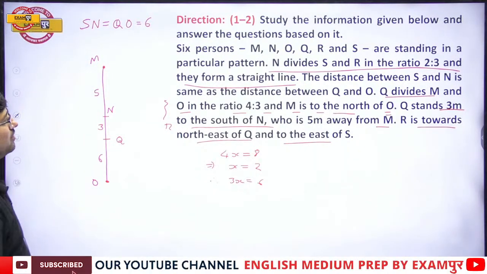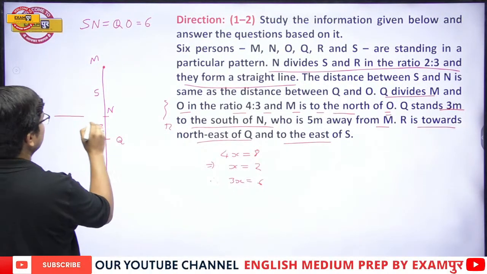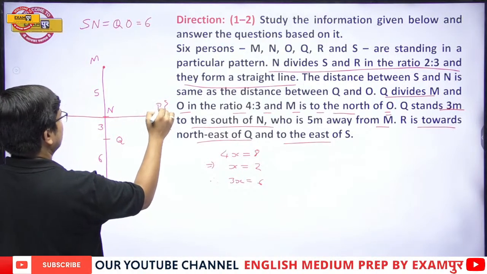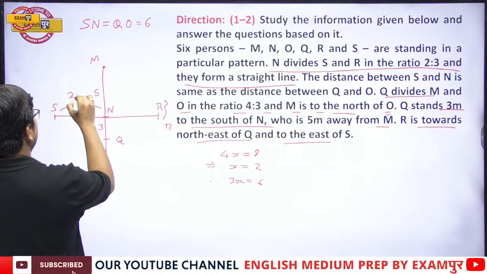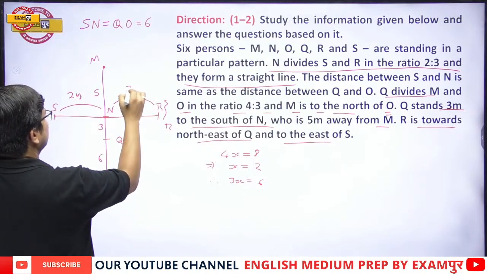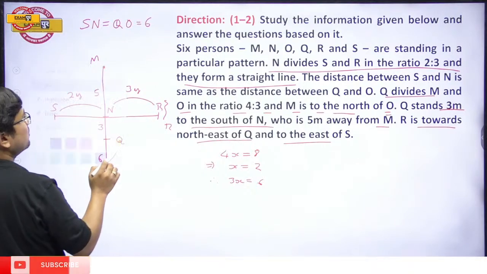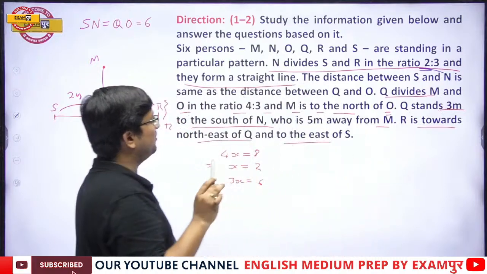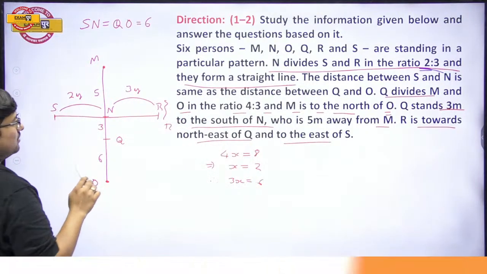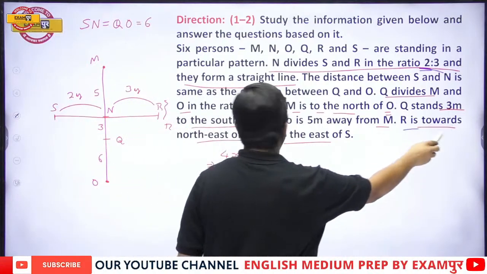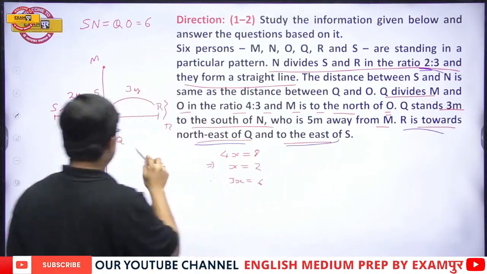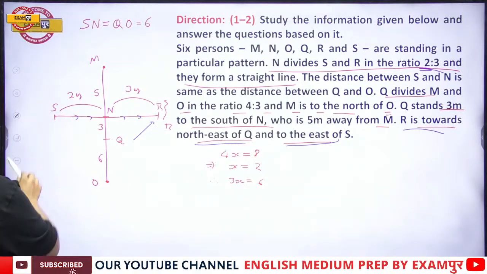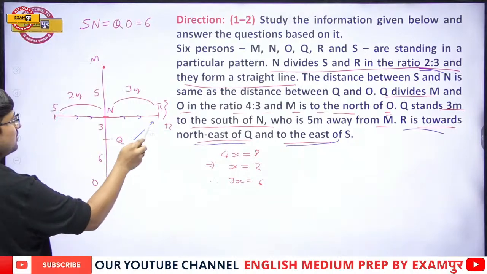Alright. Now moving ahead. N divides S and R in the ratio 2:3. Okay, and it's very, very important that R is towards the northeast of Q and east of S. So now the diagram is absolutely clear. It's perfect.